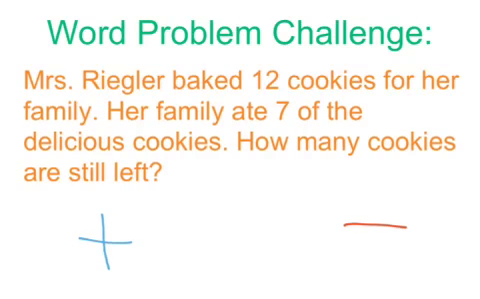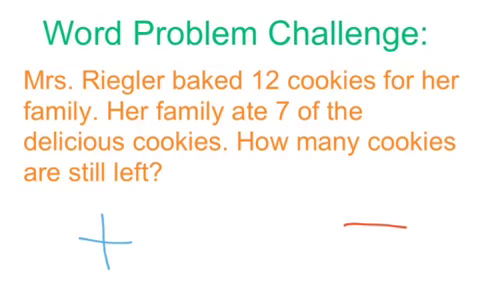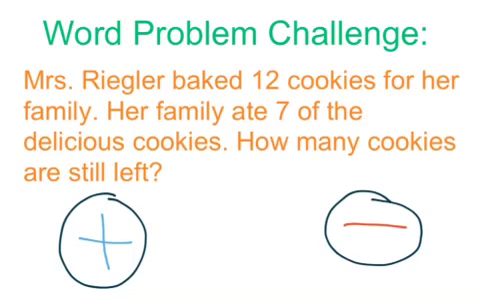Here's the last part of your number corner for today, our word problem challenge. I'll read it aloud to you and then you're going to solve it all by yourself. Mrs. Wriggler baked 12 cookies for her family. Her family ate 7 of the delicious cookies. How many cookies are still left? Remember, you need to decide if this is a plus problem or a minus problem. Today will be the last day I help you with key words. Starting tomorrow, I'm going to see if you can do it all by yourself.